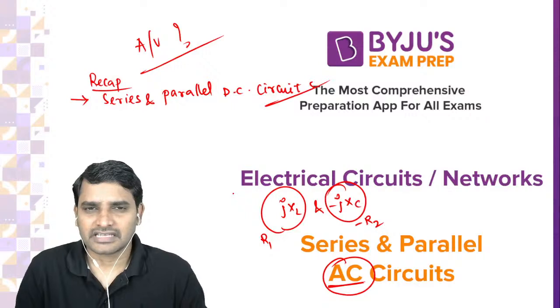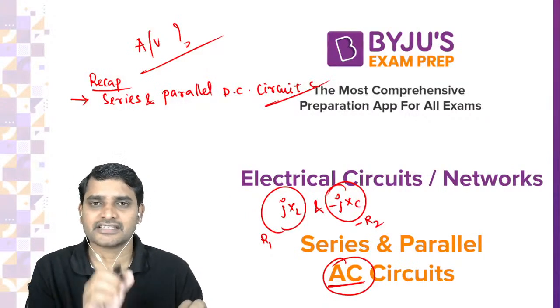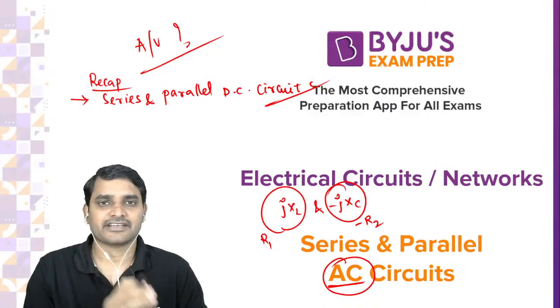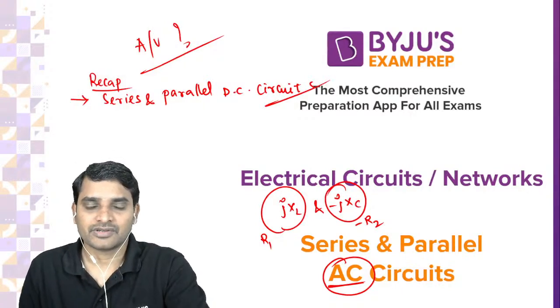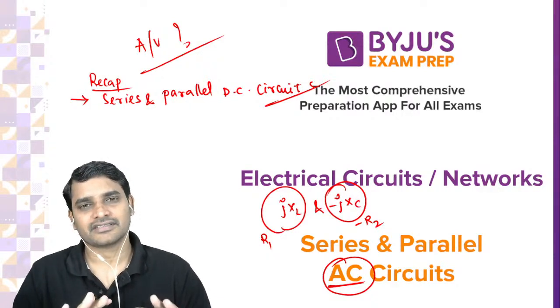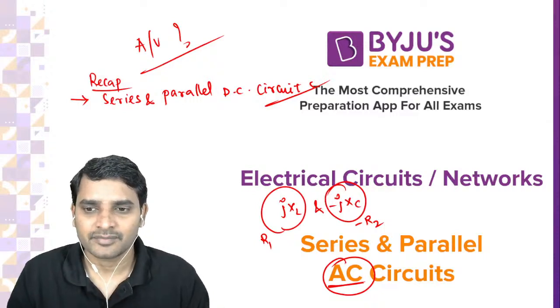So nothing is going to be changed. The simple thing is you just treat the inductive reactance as one more resistor and the capacitive reactance also as one more resistance with negative value. But remember, j should be included. If you remember that, it will be very easy. I don't think you are going to get any problem at all.